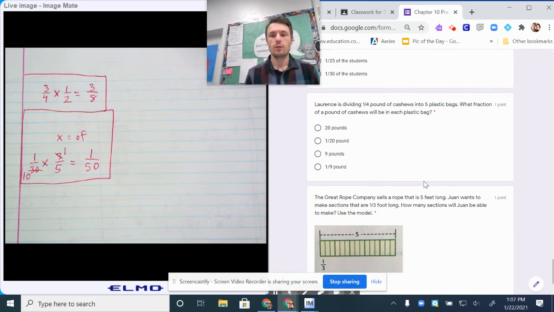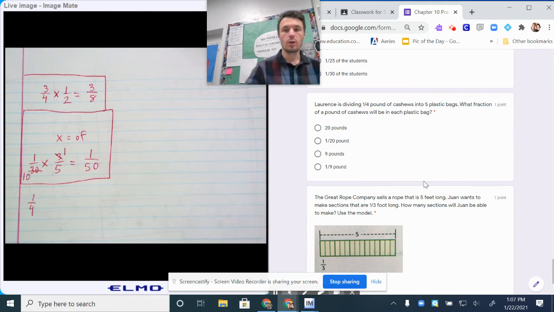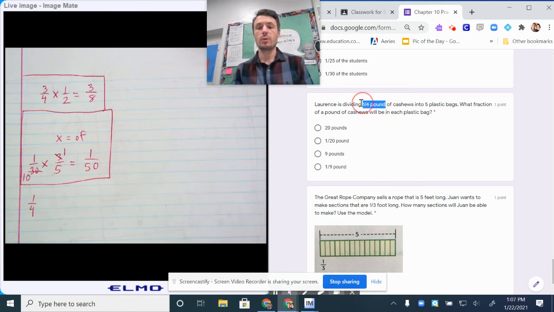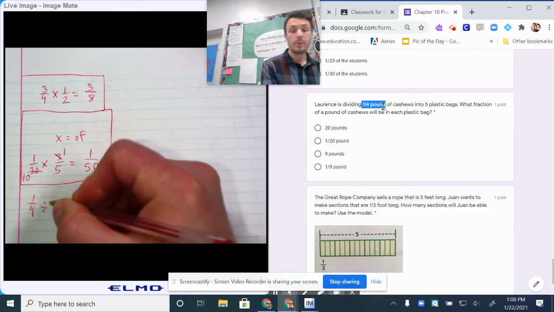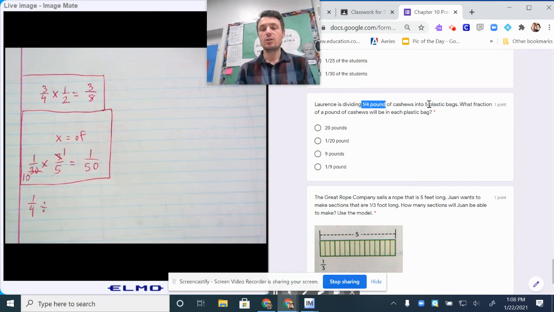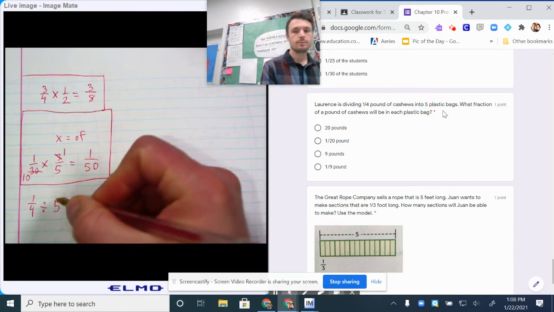Lawrence is dividing 1/4 pound of cashews into 5 plastic bags. Okay, he's dividing 1/4 into 5 plastic bags. What fraction of a pound of cashews will be in each plastic bag? So what is he dividing and what is it being divided into? He's dividing 1/4 pound. That's what he's starting with. So 1/4 divided by, he's dividing it into 5 plastic bags. So 1/4 divided by 5.